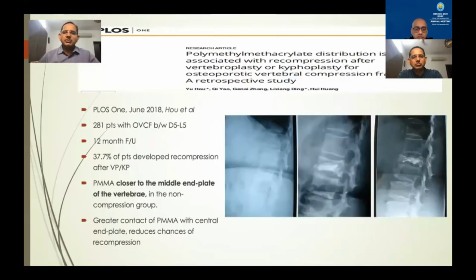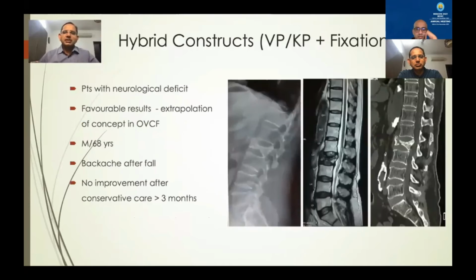This article, published in 2018, where the authors reviewed 281 patients of compression fractures, showed that a third of their patients developed recompression fractures. What they showed was that the greater contact of the PMMA with the central end plate reduced the chances of recompression. Subsequently, patients with neurological deficit were treated with hybrid constructs, where the vertebroplasty and the kyphoplasty was done in conjunction with fixation. And the favorable results in these patients allowed the extrapolation of this concept to vertebral compression fractures.